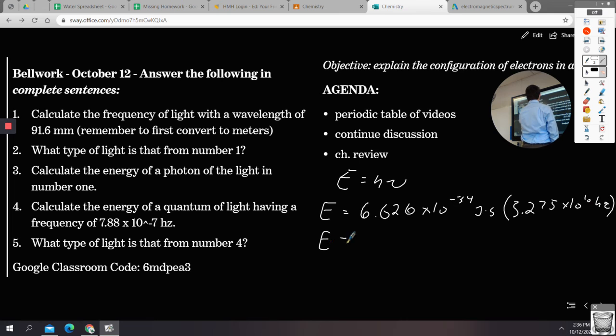Times 10 to the negative 34th joule seconds times 3.275 times 10 to the 10. All right, and the answer here? 2.170 times 10 to the negative 23rd.